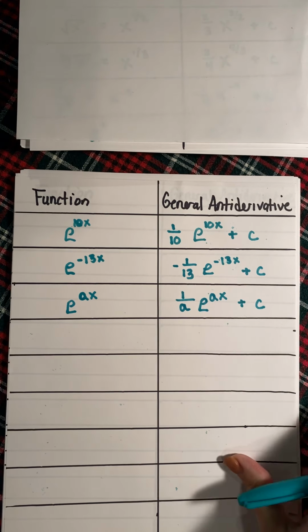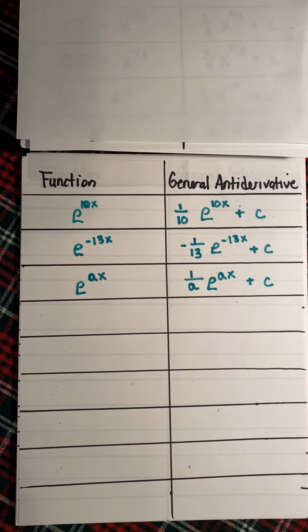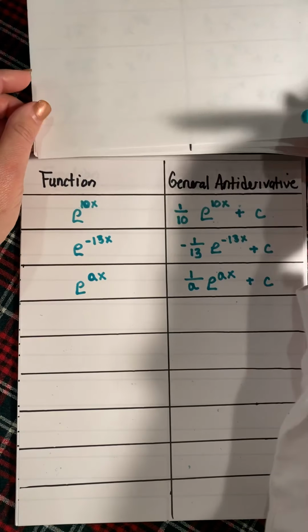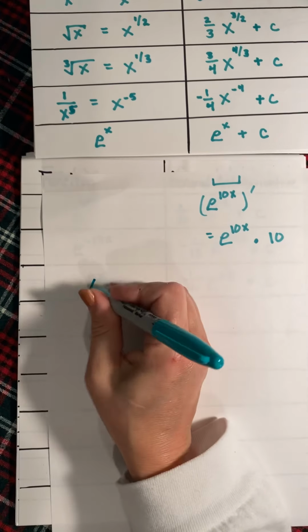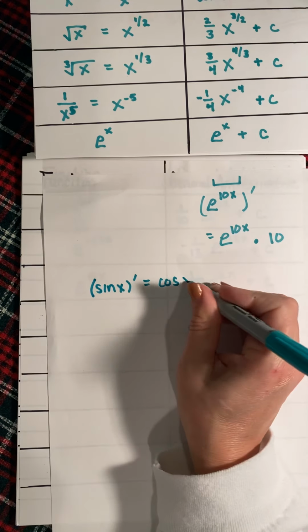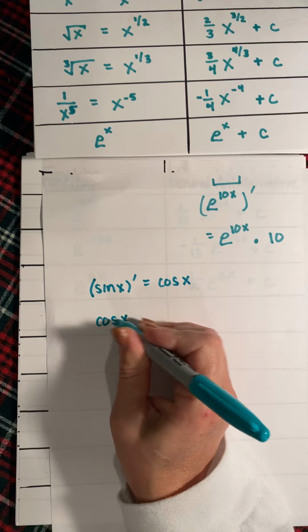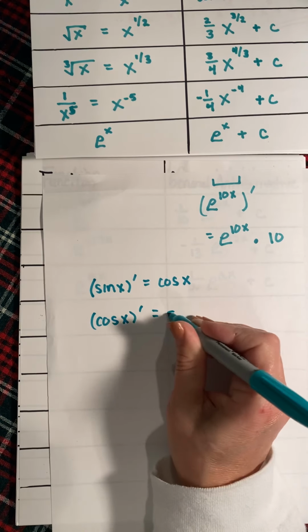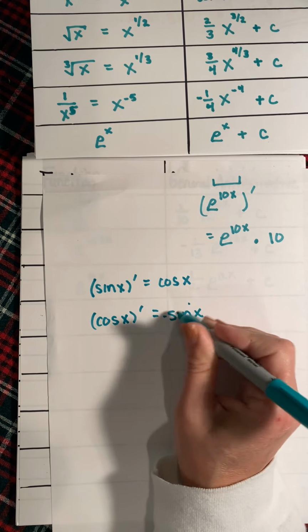All right, let's take a peek at our trig functions. Just a quick reminder, the derivative of the sine is the cosine. The derivative of the cosine is the negative sine. Right?